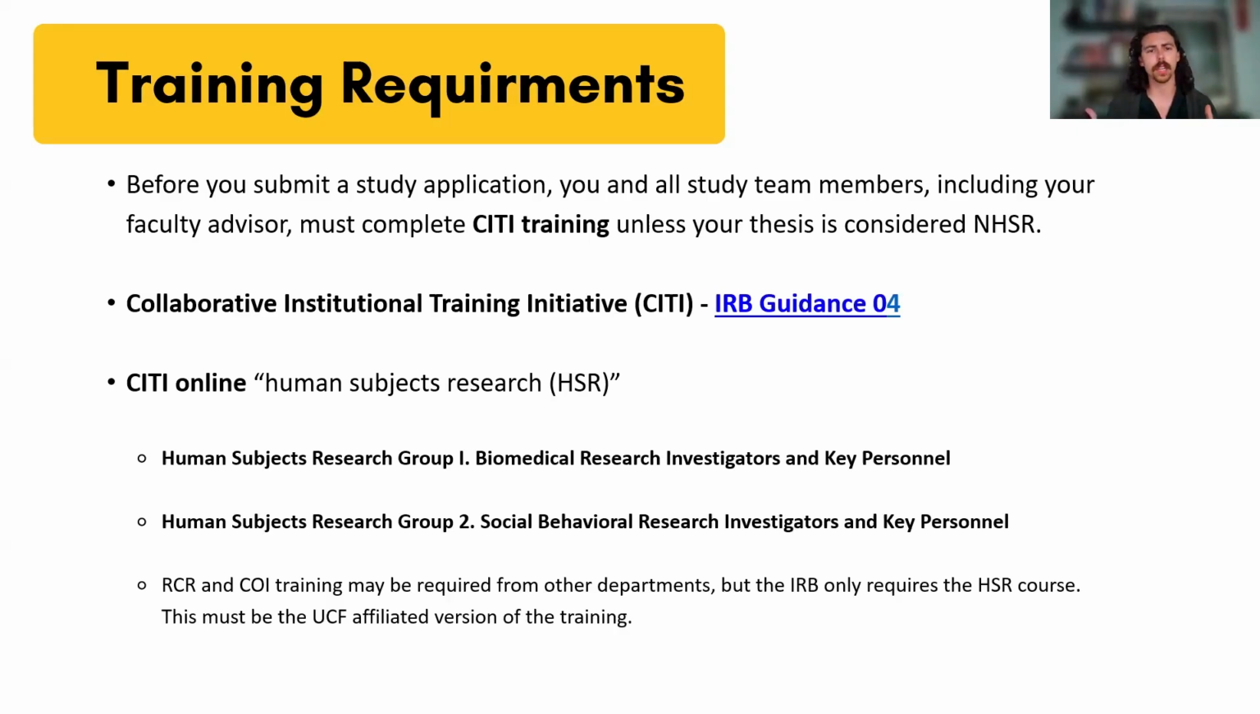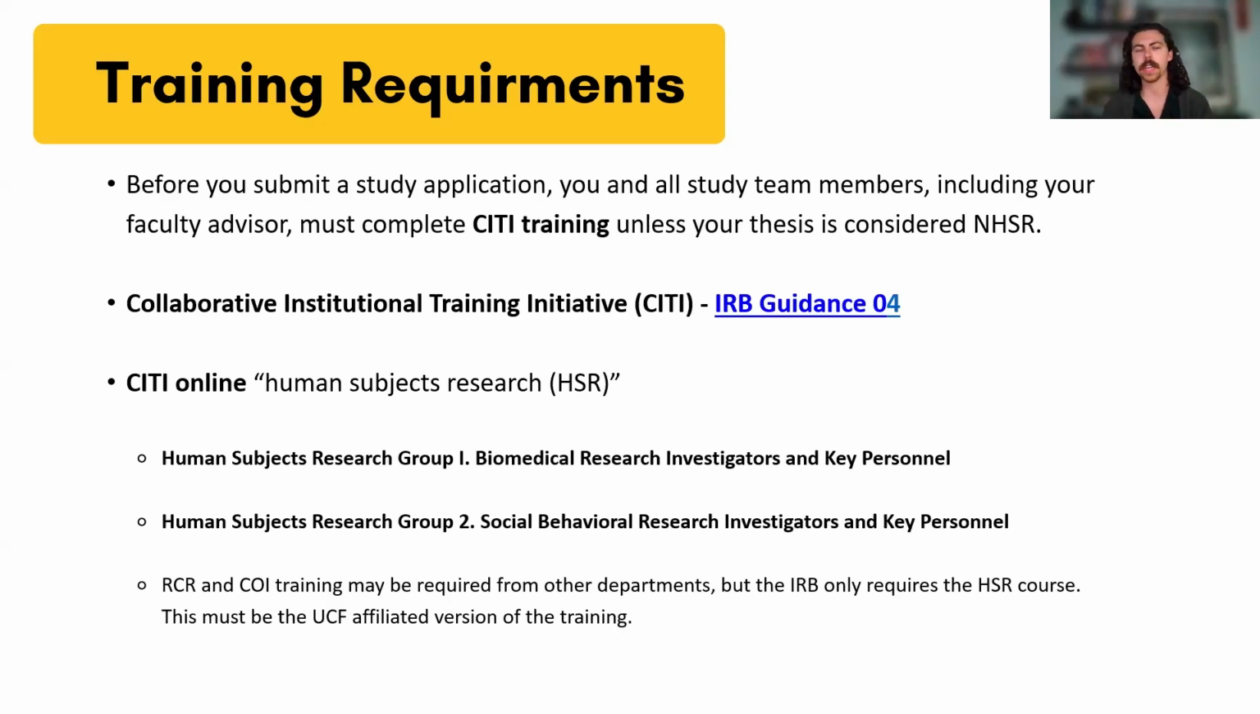So I know a lot of undergraduate researchers, you might complete the CITI training as part of coursework or something. So if you already have it, that's great. But CITI training stands for Collaborative Institutional Training Initiative. And we do have an IRB guidance document that goes into detail about how to do this training and everything like that, which you'll be able to click in the hyperlink of this PowerPoint once I send it to you. But basically, there's two main training groups. You have Human Subjects Research Group 1. This is biomedical research investigators. And then we have Group 2, which is social and behavioral research investigators.